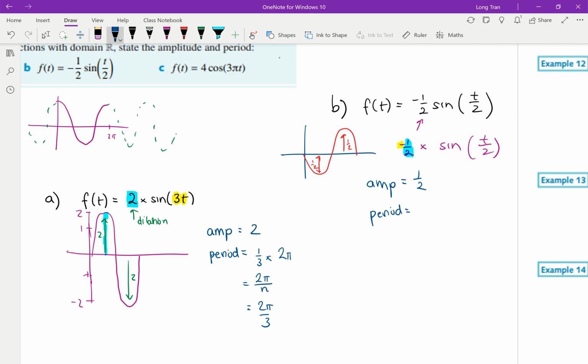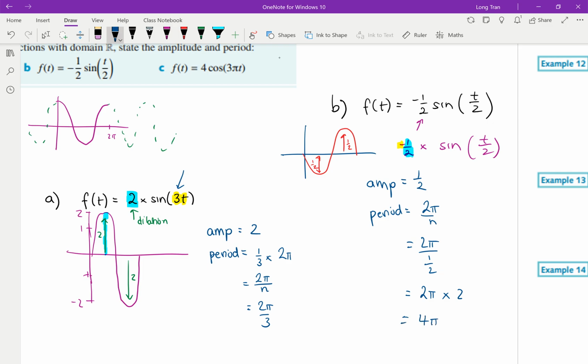Period, we know the rule is 2 pi on n, but like I described to you, the n value is a dilation factor. So here you have to see it as it's half times t, right? So in this one it was 3, the reciprocal was 1/3. Then if this is half, the reciprocal is 2. So you can think of it as 2 pi on half, or another way of thinking about it is 2 pi times 2. Okay, and if you figure it in that sense, then it's 4 pi.